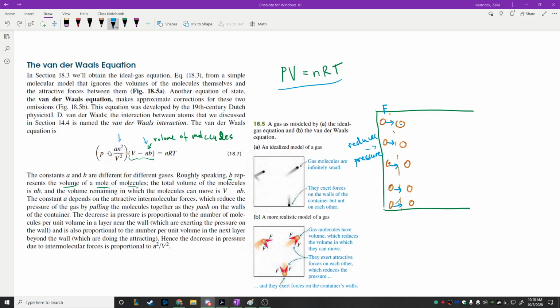I noticed something here. This is a positive number. It says the decrease in pressure is proportional to the number of molecules per unit volume, right? But if it was a decrease in pressure, shouldn't this be a negative sign? I wonder if the A values are negative themselves. What do you guys think? Do you think A is a negative quantity?